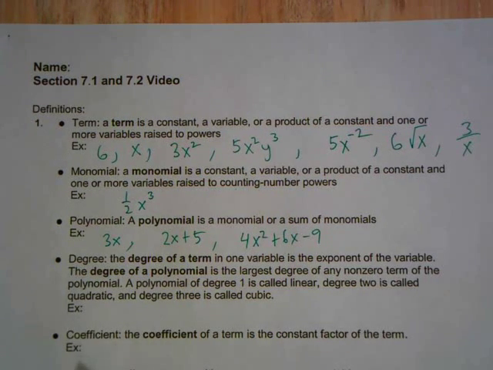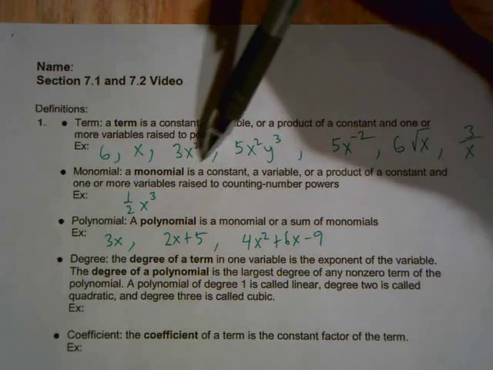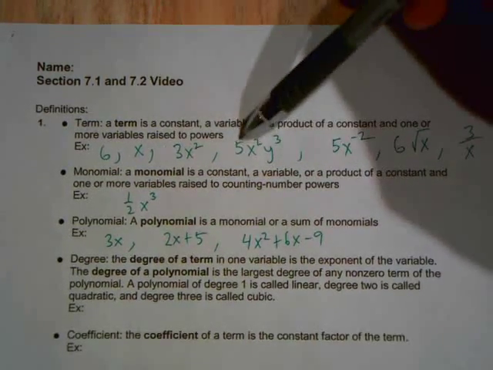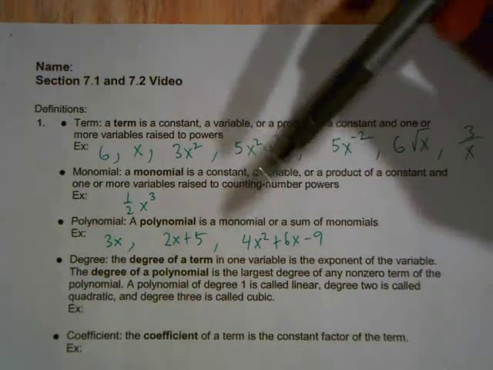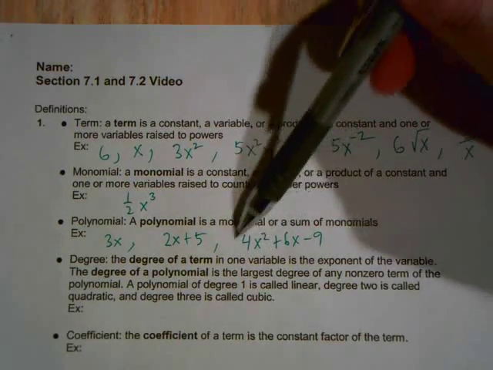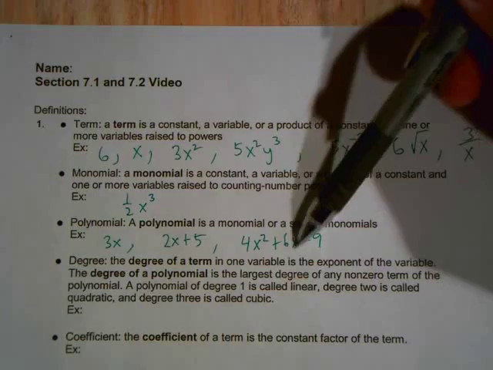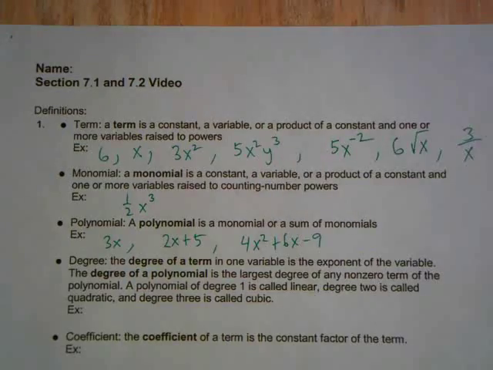Alright. A coefficient. The coefficient of a term is the constant factor of the term. Alright, so again, if I give you this term here, 3x squared, the coefficient is simply the number 3. If I have 5x squared y cubed, the coefficient is just the number 5. So for this polynomial here, for this term, its coefficient is 4, and for this term, its coefficient is 6. So basically, you can think of coefficient as simply the number in front of the x.